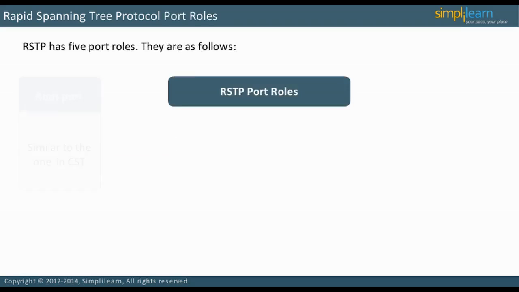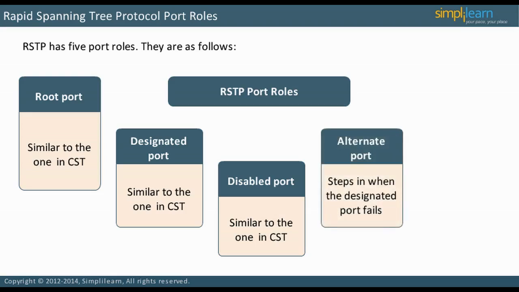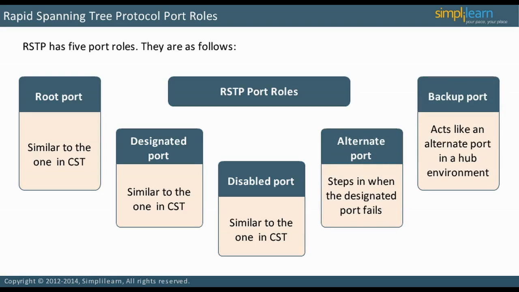RSTP has 5 port roles. The root port, designated port, and disabled roles are the same as in CST. There are 2 new port roles. If the designated port fails, the alternate will step in. A backup port is like an alternate in a hub environment. Let us focus on RSTP convergence in the next slide.